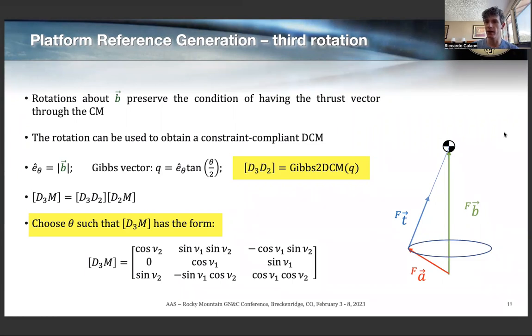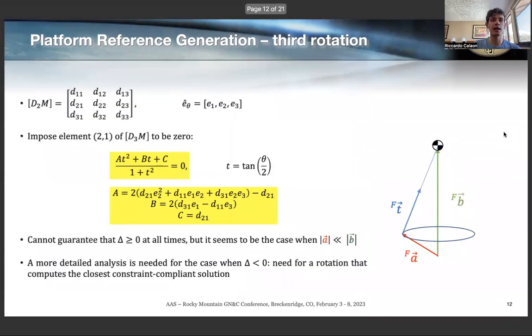the final rotation DCM, and we can choose theta such that the final DCM has exactly the shape that we were talking about that ensures that all the constraints are being respected. This can be done by parameterizing all the information that we know. So we express D2M in terms of its components and E theta in terms of its components.